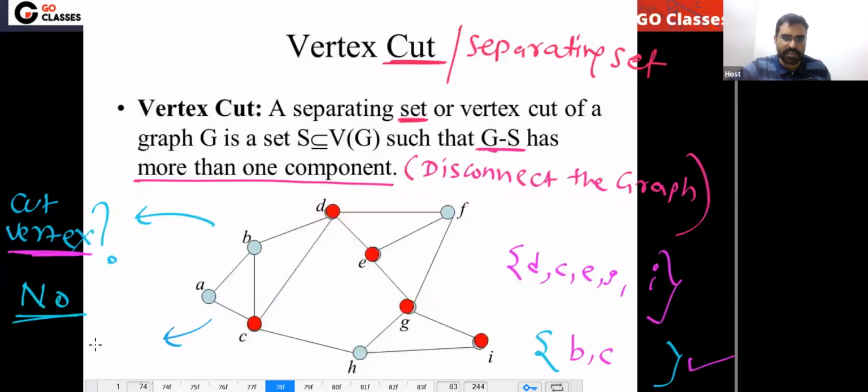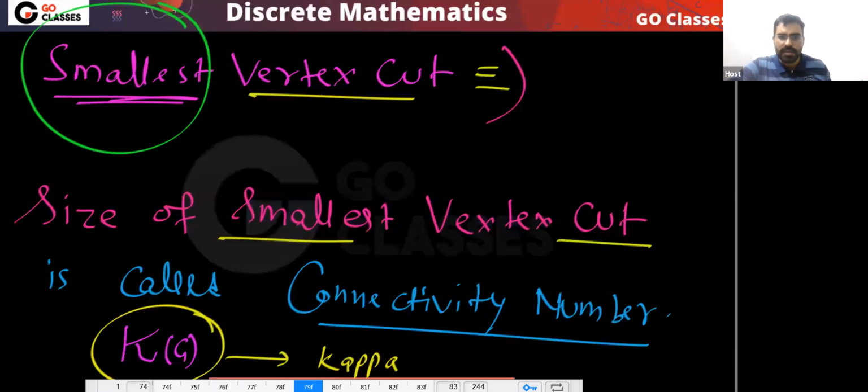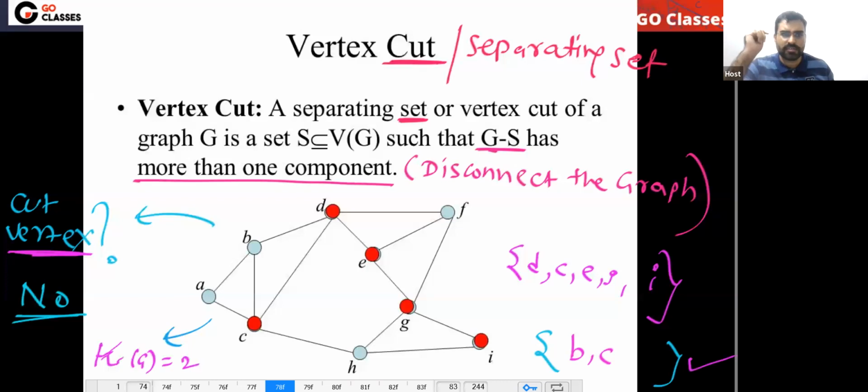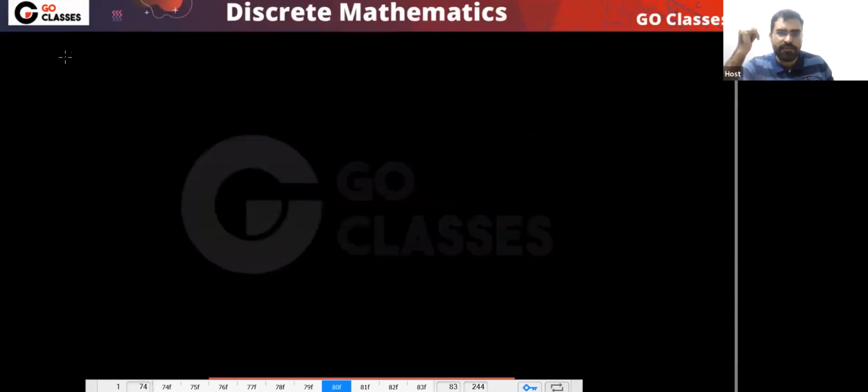So for this graph, what is the kappa number? Tell me. The kappa number is basically 2. The connectivity number is 2. Can you notice one thing? Please notice one thing. If a cut vertex exists, then what can I say?